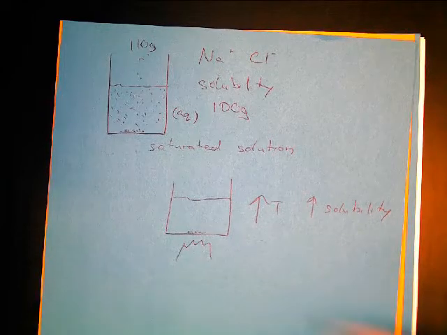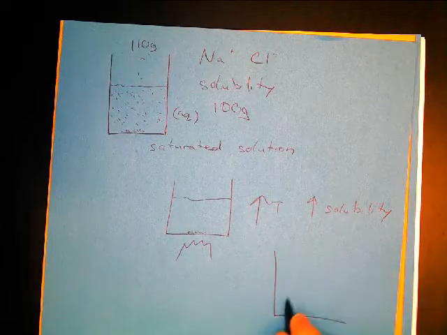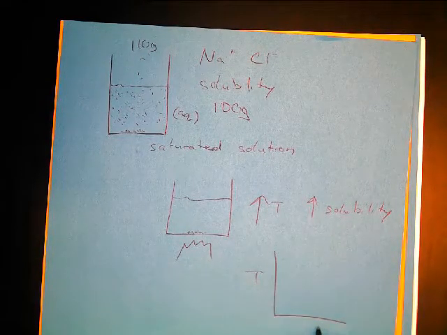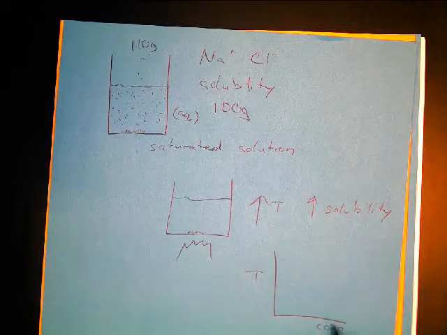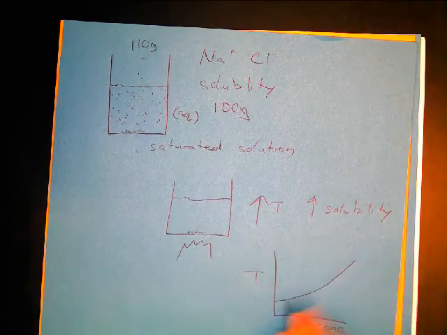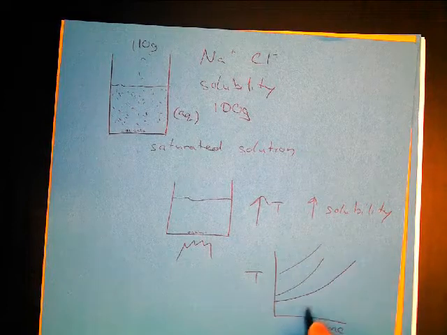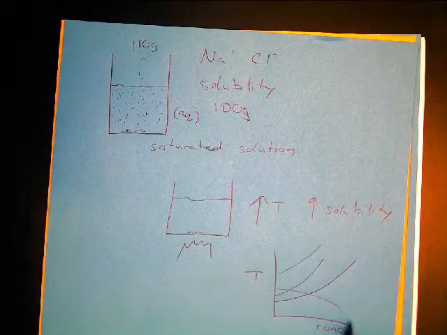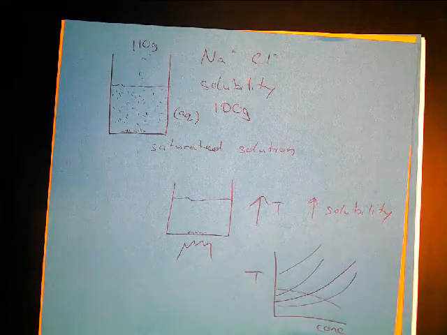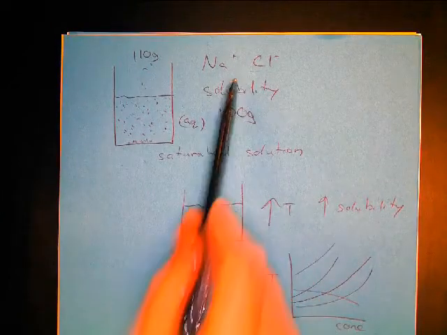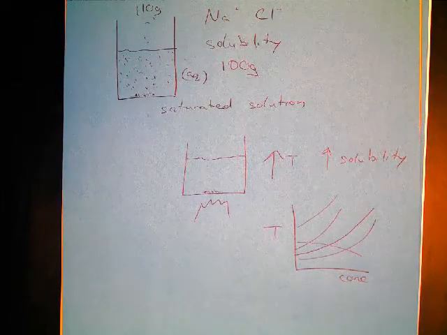So they do graphs of things like this. A temperature versus concentration graph would look something like this for a lot of solids. Sometimes you'll get one that goes down, but for the most part, they go up. Okay, that's for solid particles being dissolved into a solution.